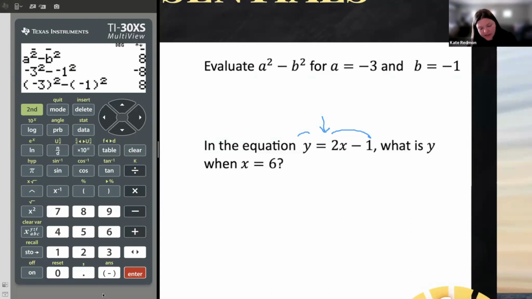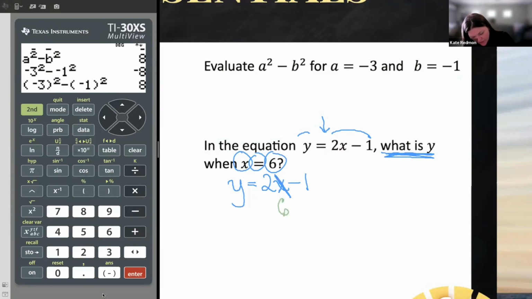So I'm going to start like I did before, y equals 2x minus 1. And I'm going to plug in what I know, and I'm going to use it to find what I don't know. So look what they're asking us to do. They're asking us, what is y? All right. When x is 6. So x is not a mystery. X is 6. So anywhere I see x, I can plug in with 6.